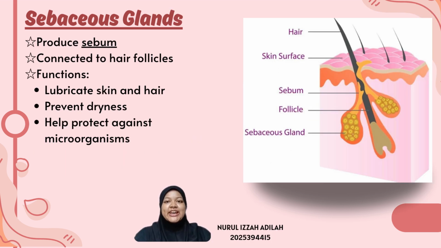Lastly, sebaceous glands produce an oily substance called sebum. These glands are usually connected to the hair follicles. Sebum keeps the skin and hair soft, prevents excessive dryness, and provides a protective barrier against microorganisms.